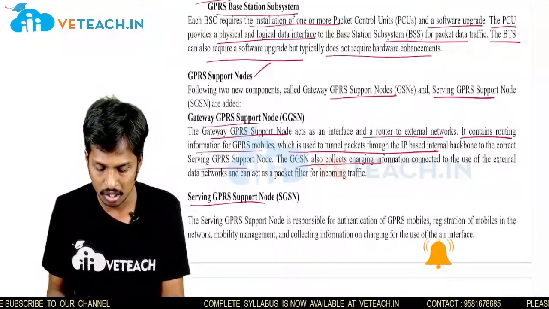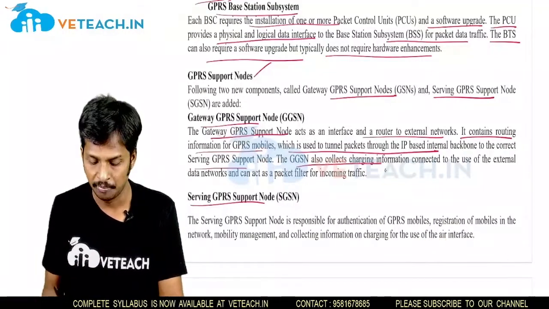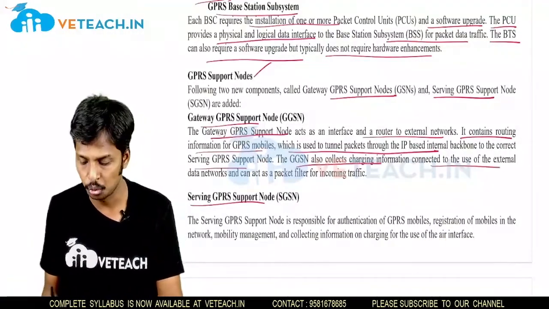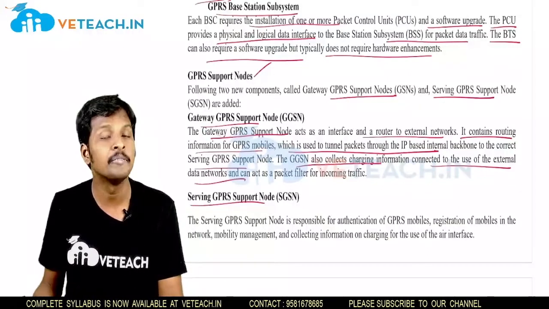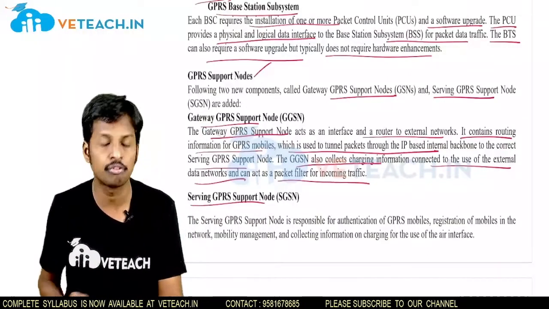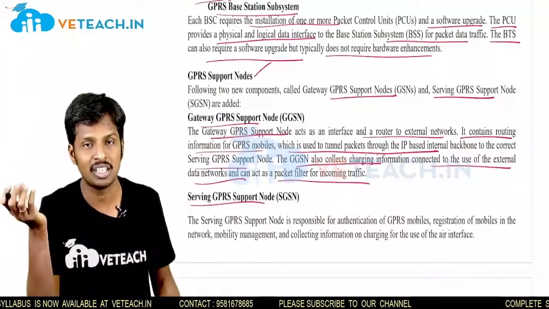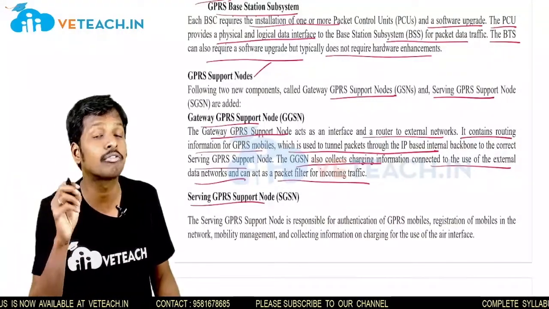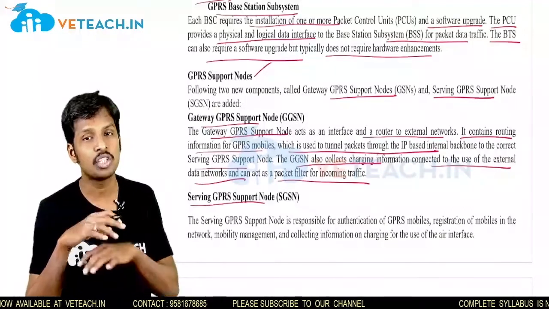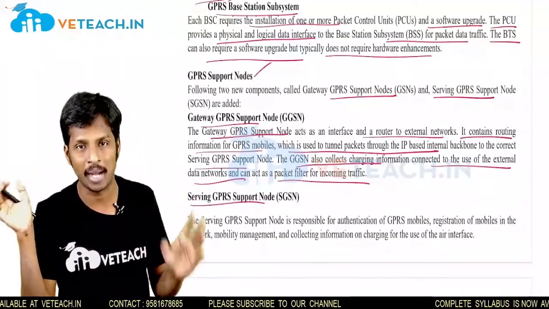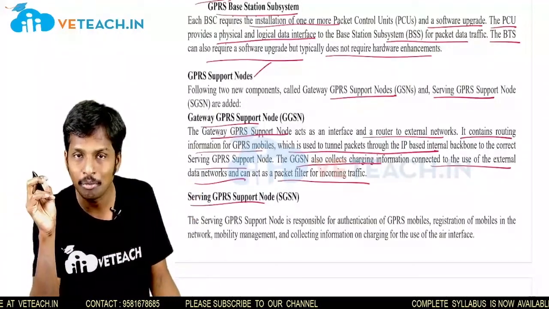The GGSN also collects charging information connected to the use of external data networks and acts as a packet filter for incoming traffic. So it is used for collecting the information, as well as acting as a filter for incoming packets, which is used to remove unwanted packets if the user is not subscribed for them.